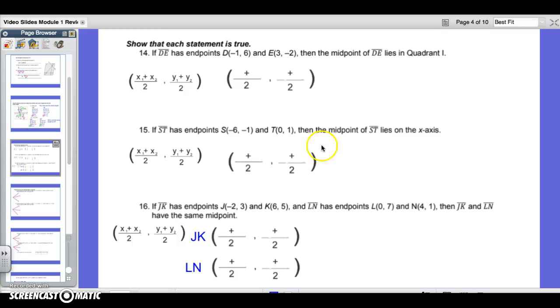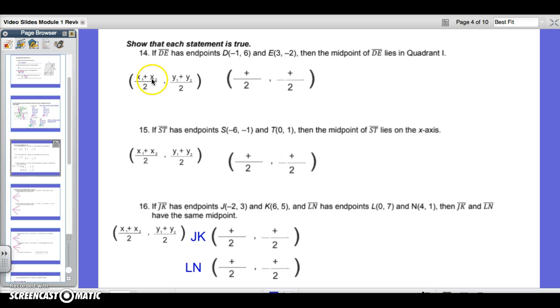Okay, I'm going to start question 14. It says, if DE has endpoints D(-1, 6) and E(3, -2), then the midpoint of DE lies in quadrant 1. So we have to find the midpoint of this segment and then see if it lies in quadrant 1. So here we have the midpoint formula.